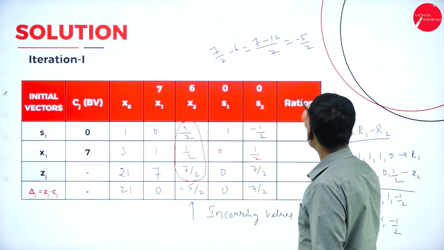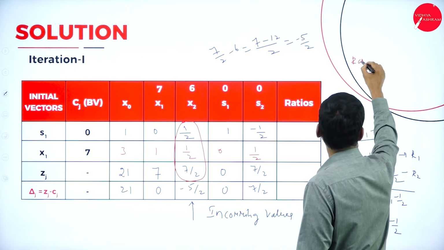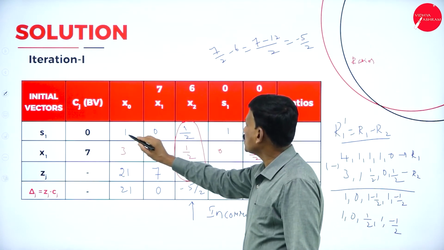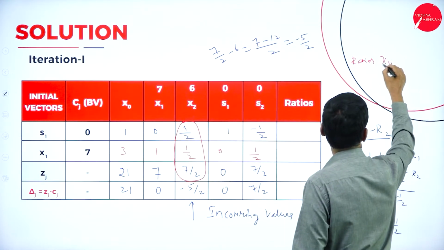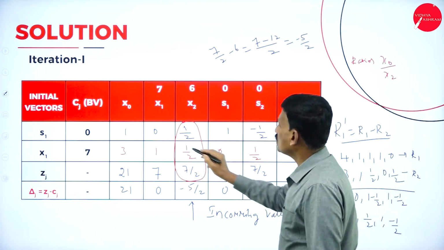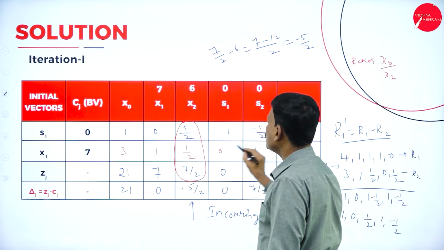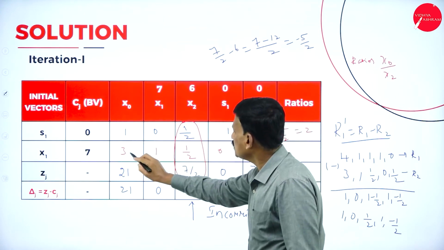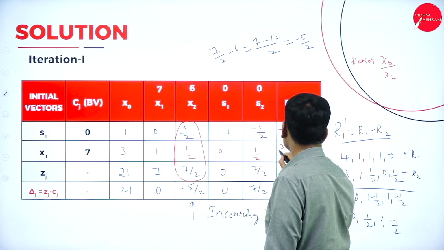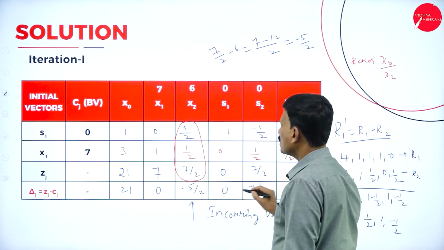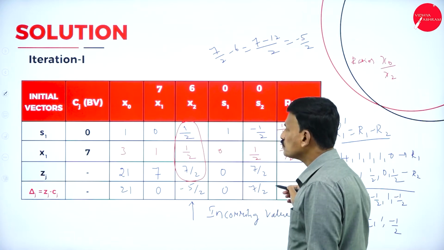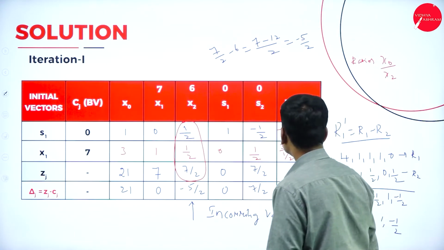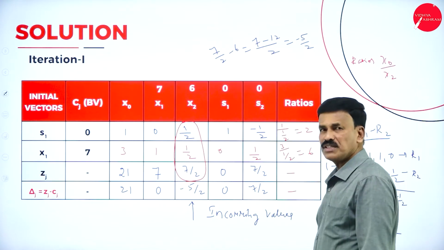Again, what is the formula for ratios? The ratios can be written as incoming x0 divided by x2. So the value of x0 is 1, divided by 1 by 2, this is equal to 2. Again 3 divided by 1 by 2, this is equal to 6, and these are not required. Now here identify the least positive.